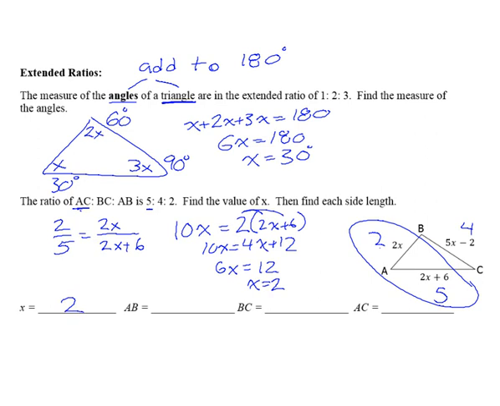So now to solve for the sides, what's the length of AB? We're going to substitute a 2 in for x. So 2 times 2 is 4. Substitute a 2 in for x here. 10 minus 2 is 8. Substitute a 2 in here. 2 times 2 is 4, plus 6 is 10. So those are my side lengths.